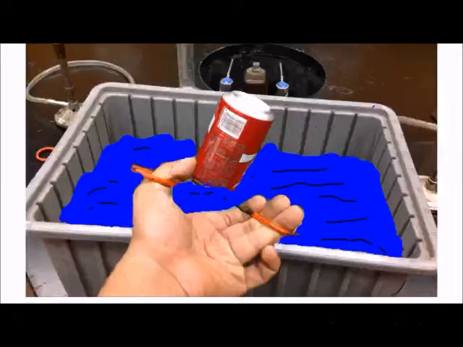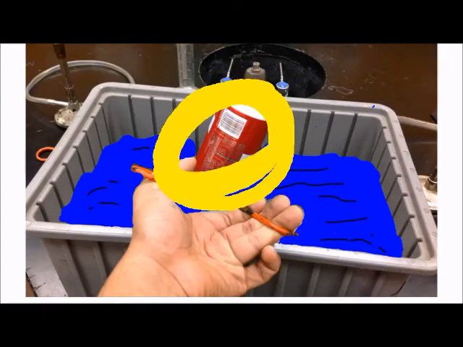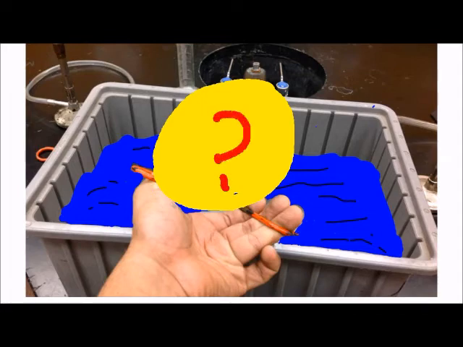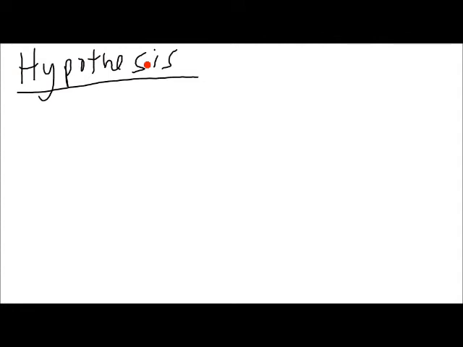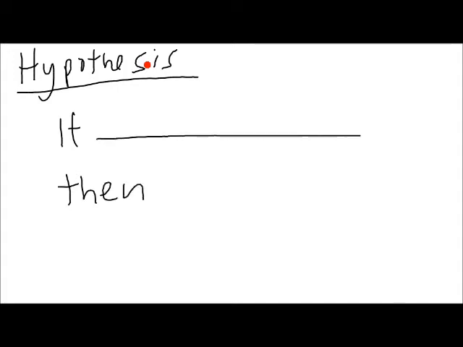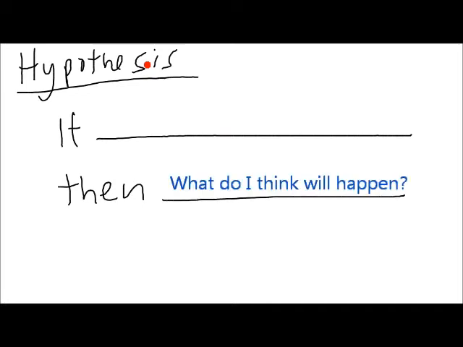This is your hypothesis. What do you think will happen once this is dipped in the water? Take this time to write it down. Now remember, hypotheses have if and then statements. So if we take the can and boil the water inside it, then flip it over and dunk it into the water, then what happens? This is your guess.